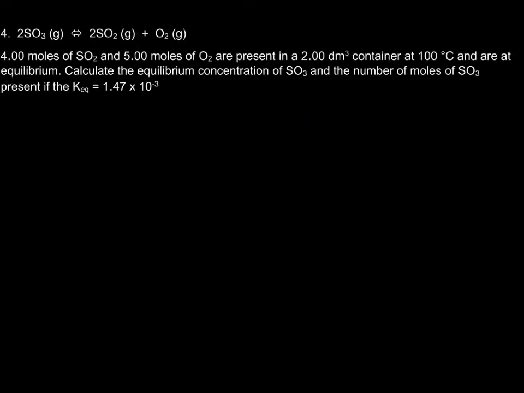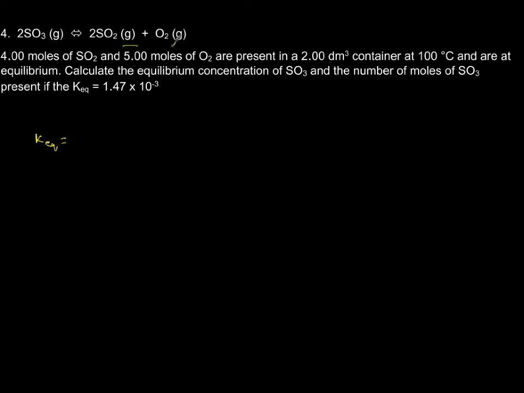The next problem, this time you have the contact process in reverse, so your K equilibrium is rather 1 over, but we're just going to plug in. So 4 moles of sulfur dioxide and 5 moles of oxygen are present in a 2 decimeter cube container. At equilibrium, calculate the equilibrium concentration of sulfur trioxide and its number of moles.